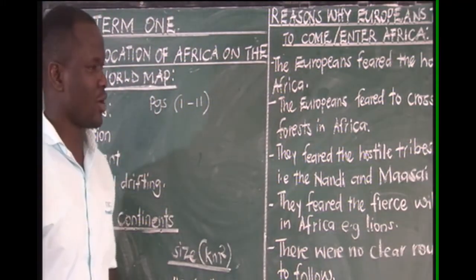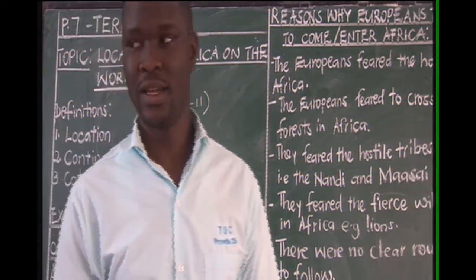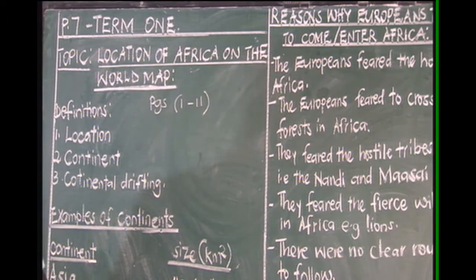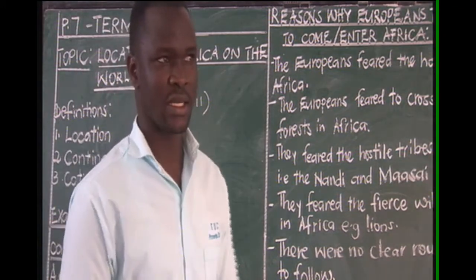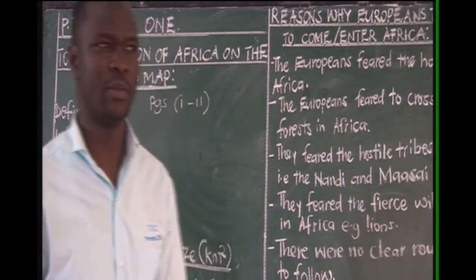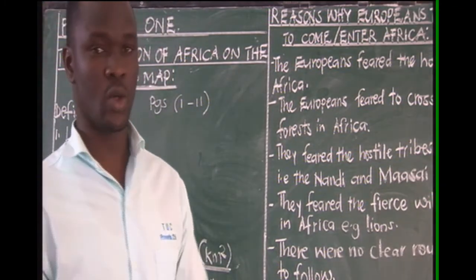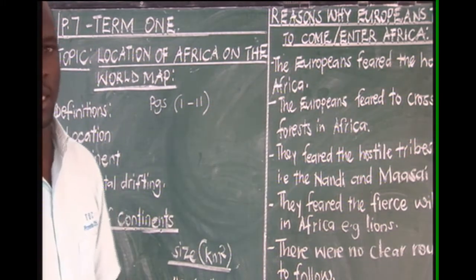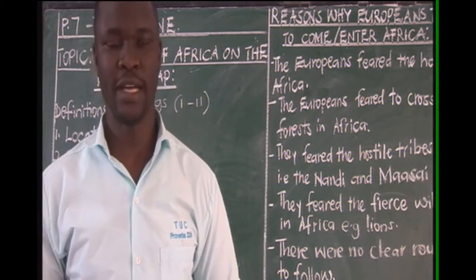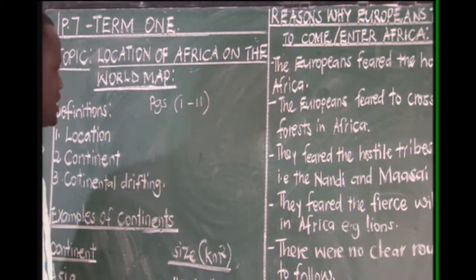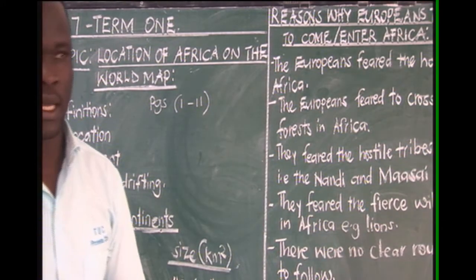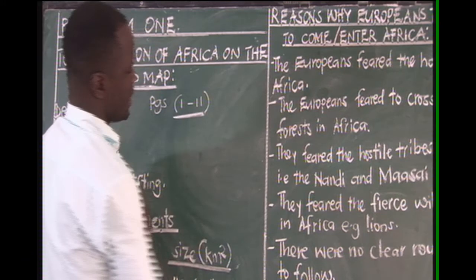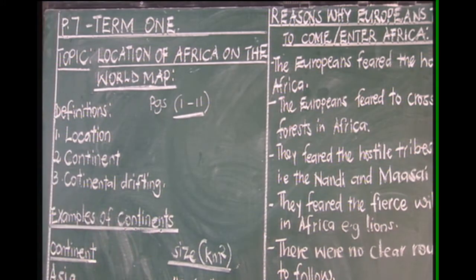Now in this class we are going to begin by looking at the first lesson, that is location of Africa on the world map. In the previous classes, like in primary 6, we were looking at East Africa. In primary 5, we were looking at Uganda, and we were able to locate Uganda from Africa. Today we are locating Africa itself from the whole world, meaning in the world, where do we find Africa? That is what we are going to be discussing. We are going to be following our workbooks, discussing from pages 1 to 11.